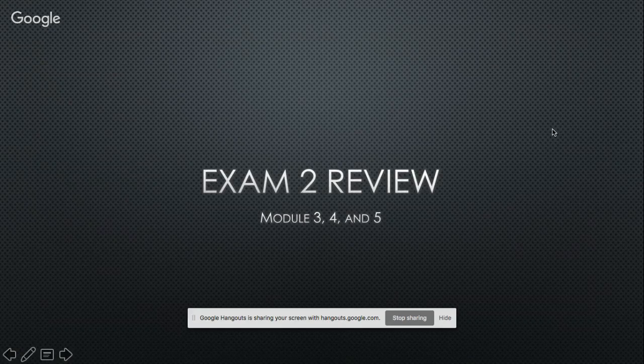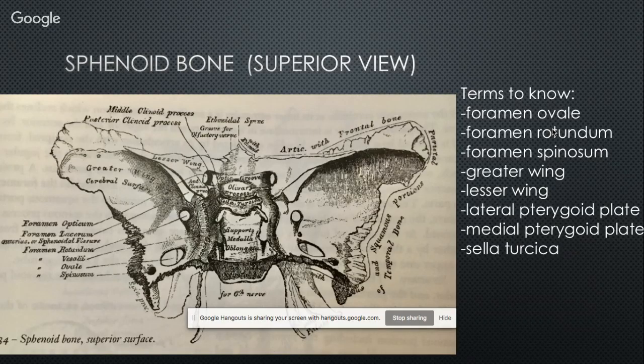All right. Hi, everybody. This is the Exam 2 review of modules 3, 4, and 5. So I just thought we'd start off with this sphenoid bone since that was a tricky one for me when I was in this class, and this has a lot of the foramen of the skull, which can be tricky.